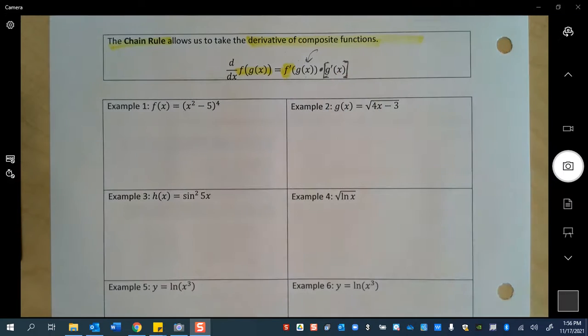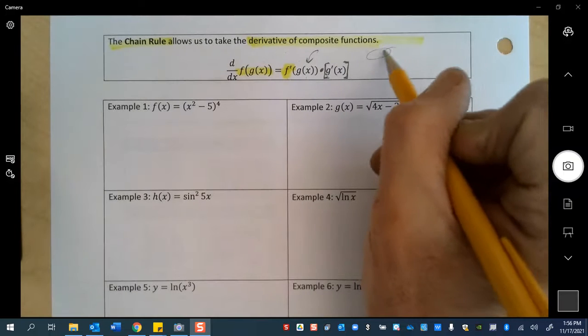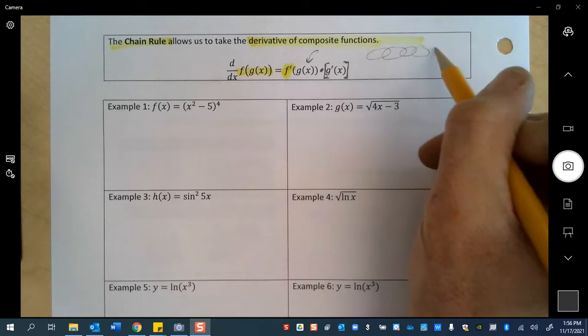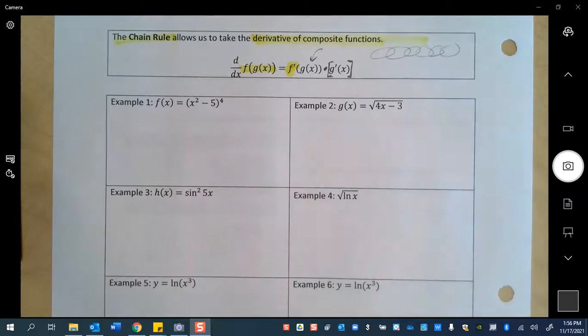And it's the chain rule because it continues to link on down. If I had 3 functions embedded, I'd have to do this process 3 times. If I had 4 functions embedded, I'd have to do this process 4 times. So, we're not doing that today. Not doing that yet.